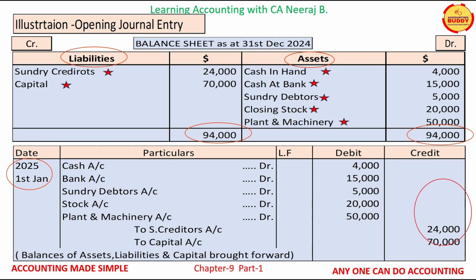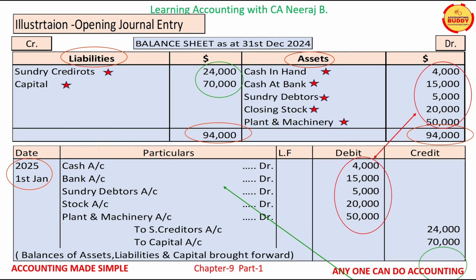All the asset accounts are picked from the asset side of the previous year's balance sheet and are recorded to the debit side of the respective accounts as shown on your screens. Similarly, all the liability accounts are picked from the liability side of the balance sheet and are recorded to the credit side of the respective accounts as shown on your screens.